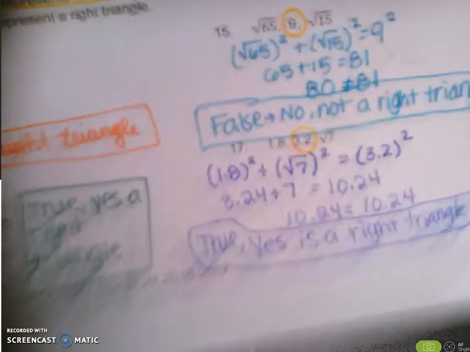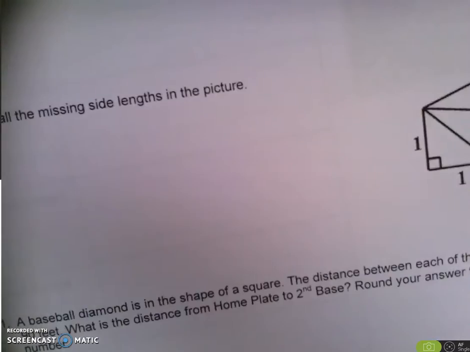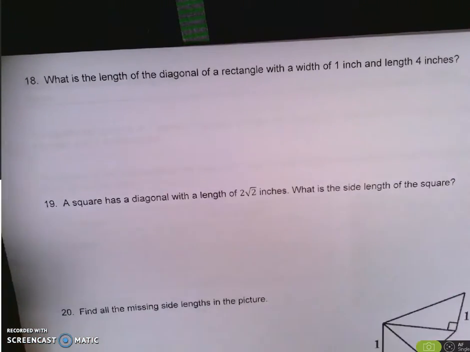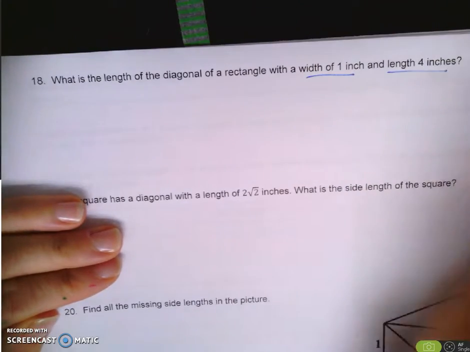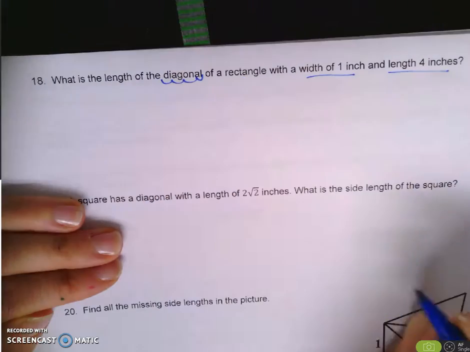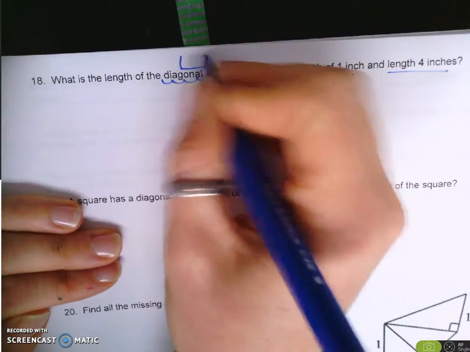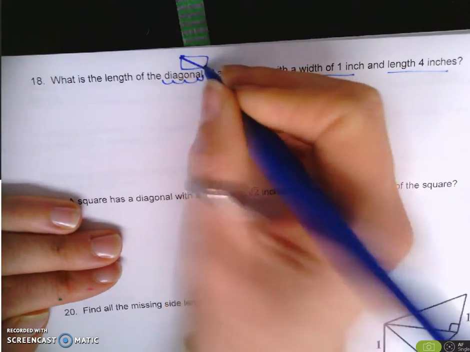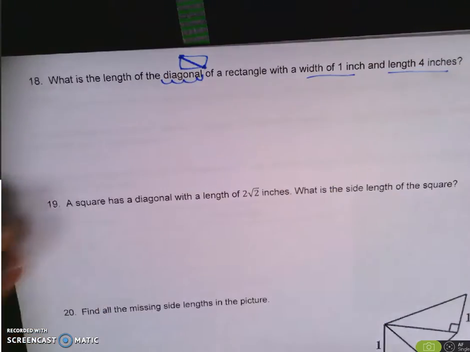Let's start looking at some word problems that are dealing with the Pythagorean theorem. Whenever we're dealing with word problems with the Pythagorean theorem, I really want you to think about drawing a picture. So let's take a look at 18 and see if we can draw a picture here. What is the length of the diagonal of a rectangle with a width of 1 inch and a length of 4 inches? Do you guys know what the diagonal is of a shape? A diagonal connects one vertex to another vertex that aren't connected by side lengths.